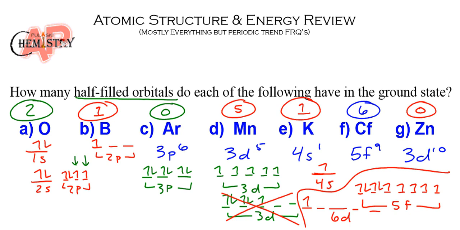So there you have it, using some electron configurations, determining something unique about each of them. In this case, talking about half-filled orbitals.